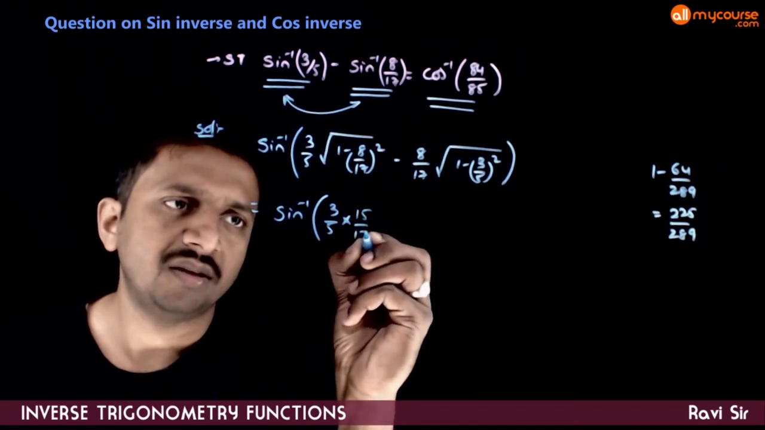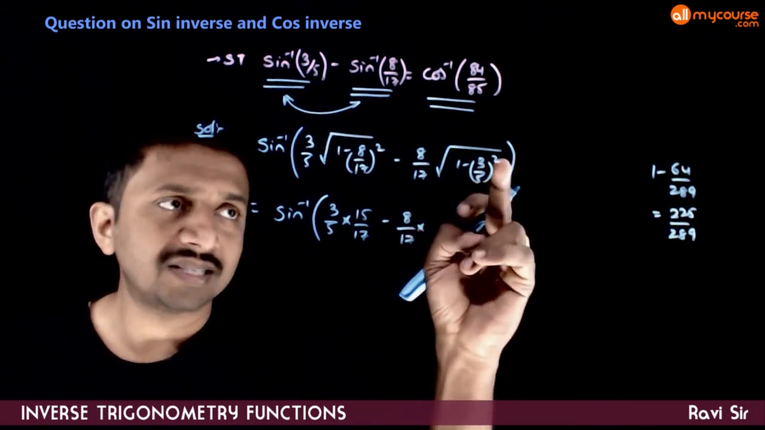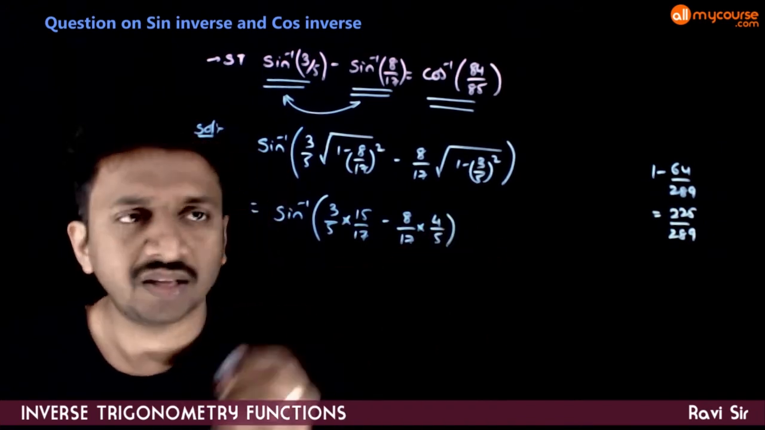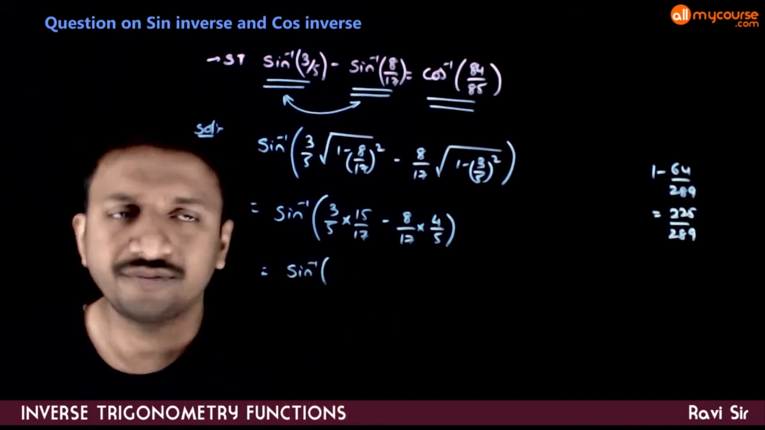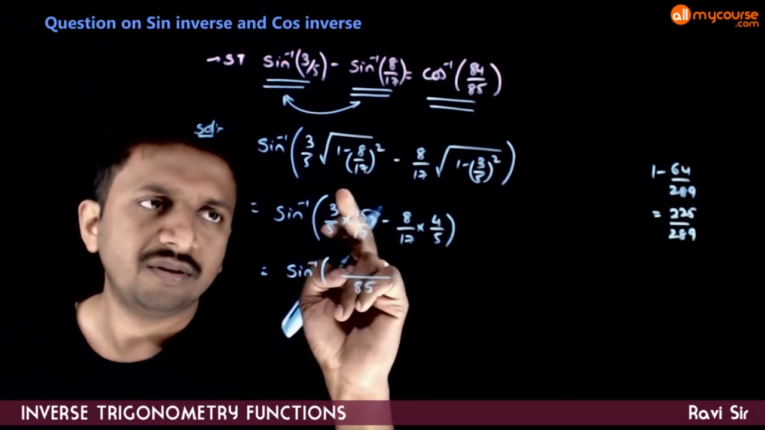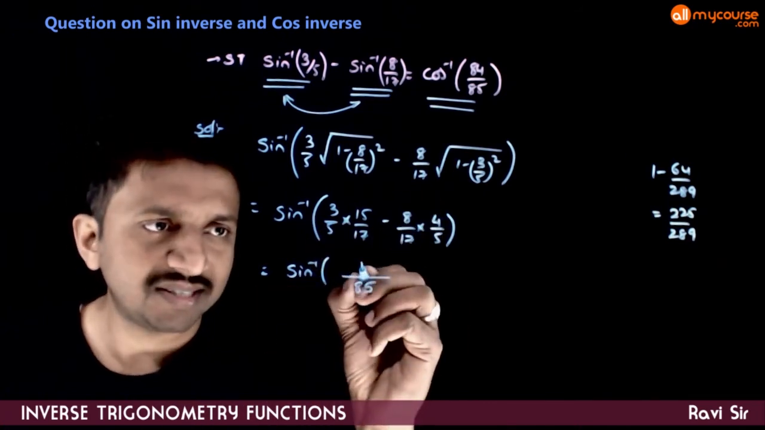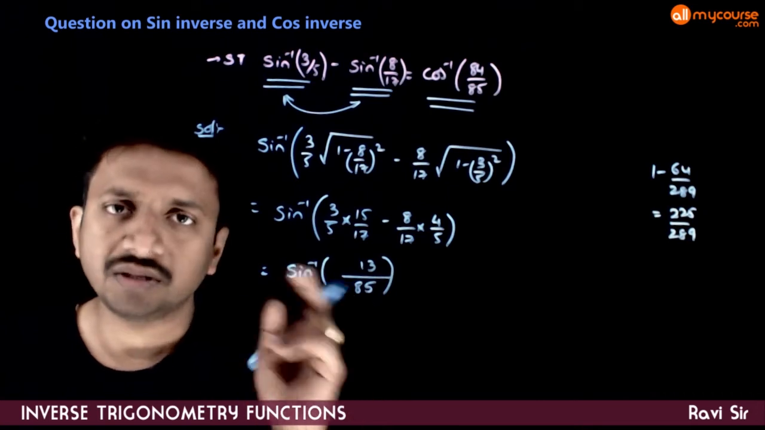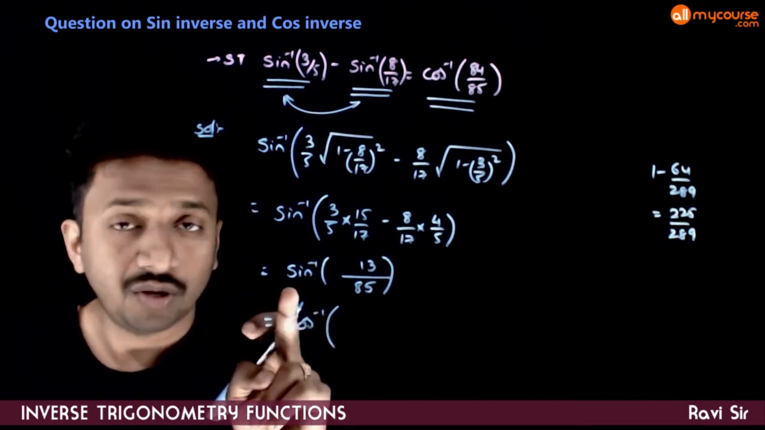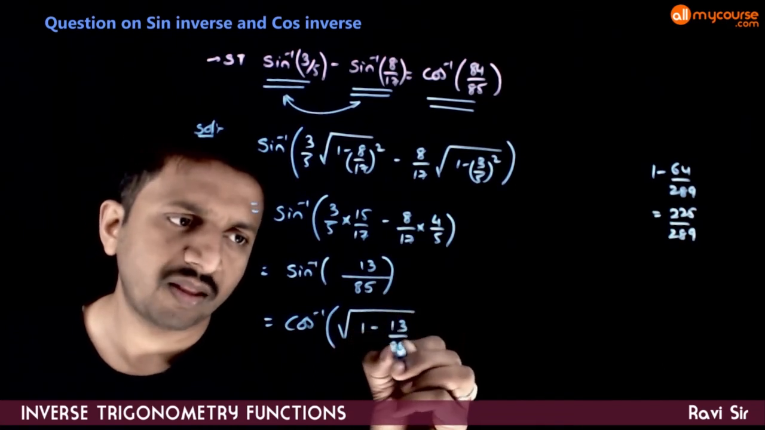So this is 15 by 17 minus 8 by 17 times, 1 minus 9 by 25 is 16 by 25, 4 by 5. That is equal to sine inverse of 17 into 5 is 85, 3 into 15 is 45 minus 8 4s are 32 is 13. So sine inverse of 13 by 85. That is equal to cos inverse of what? We know that sine inverse of x is cos inverse of root of 1 minus x square.